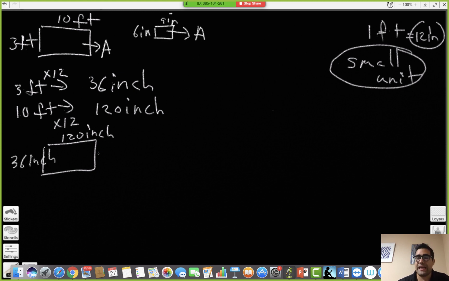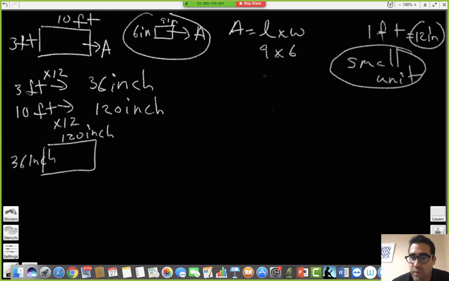So now we're going to get the area. Area is length times width. For the small piece, 9 times 6 is 54 square inches. And now we get the area of the big one. Area is length times width, 120 times 36.